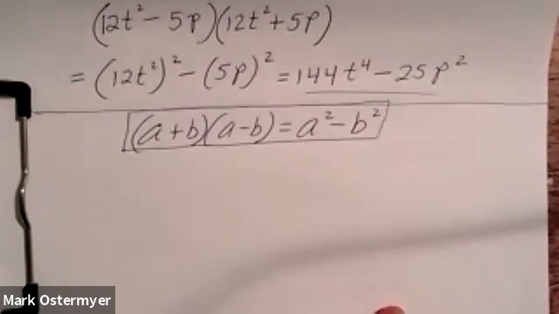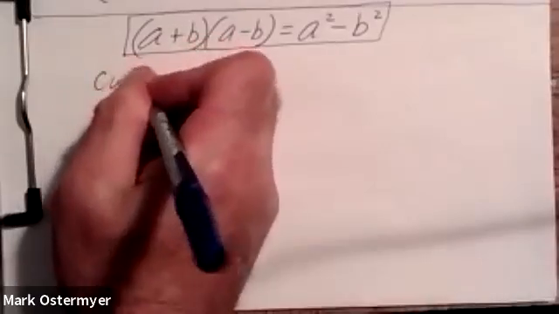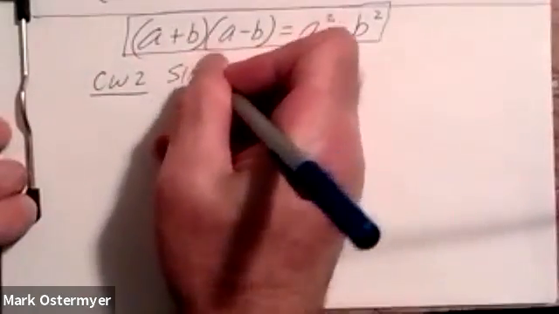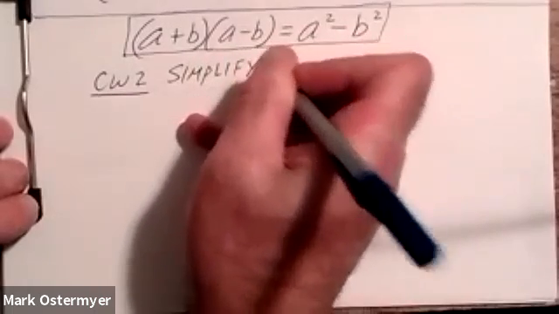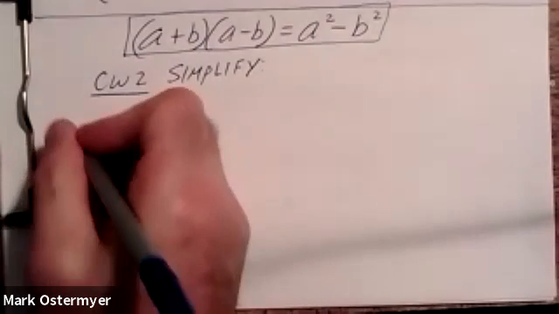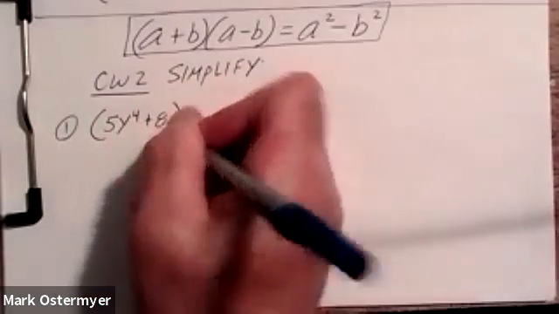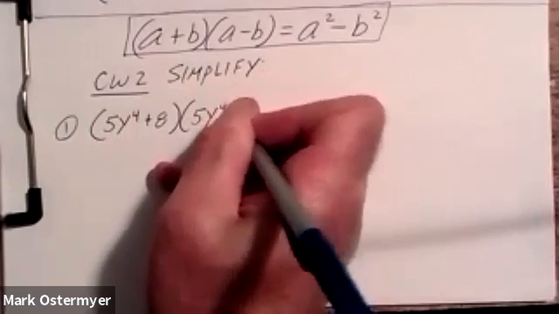That brings us to classwork number 2, ladies and gentlemen. See if you can simplify all of these. Let's see if we can try a couple out here. Problem number 1 is going to be 5y to the 4th plus 8 times 5y to the 4th minus 8.